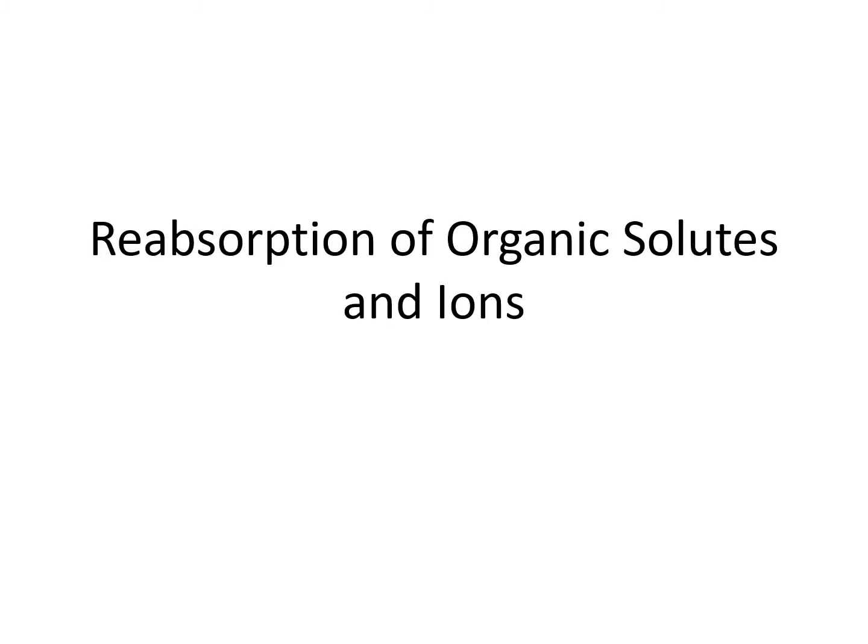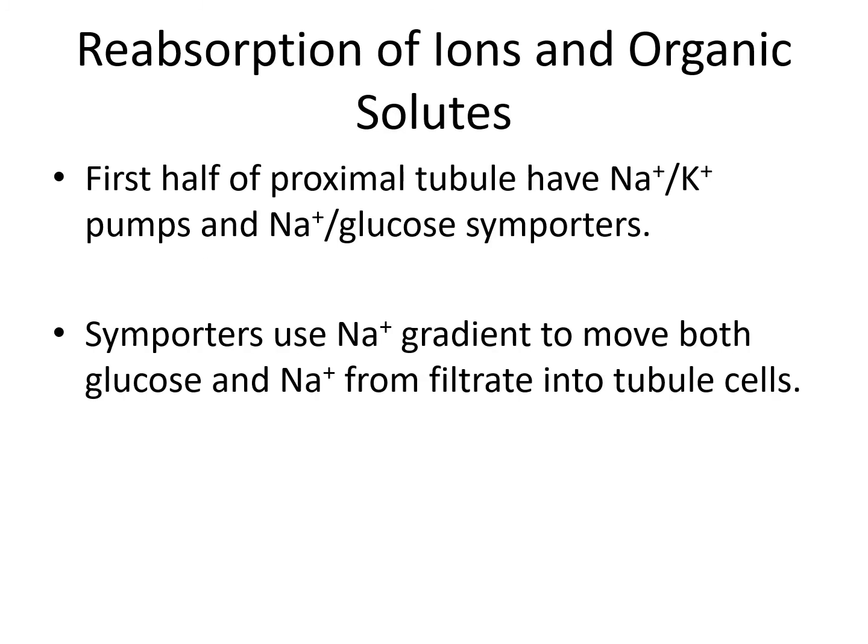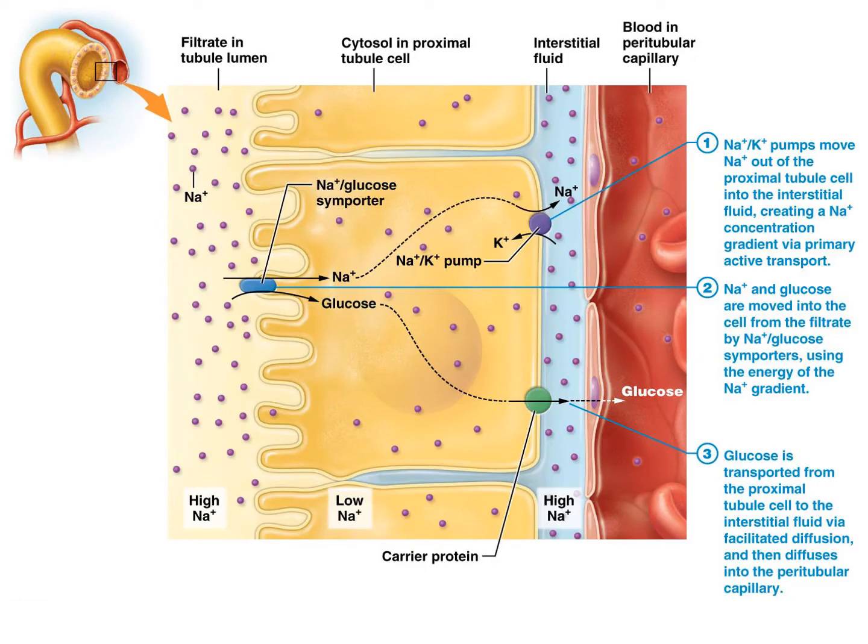How about the reabsorption of other organic solutes and ions? Okay, so the first half of the proximal tubule has sodium-potassium pumps and sodium-glucose symporters. The symporters use the sodium gradient to move both glucose and sodium into tubule cells, driven by the sodium-potassium pumps. So here in this diagram, we see the sodium-potassium pumps maintaining the concentration gradient of sodium and potassium, and that allows the sodium to move in through secondary active transport, bringing in glucose with it. Then glucose can leave through facilitated transport.